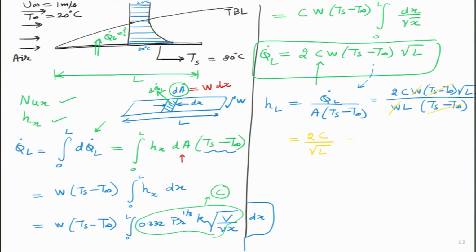And now the time has come to plug in the value of C. So I can plug in this value of C from over here. C is simply 0.332, which I have to make twice. So I get 0.664 times Prandtl to the power 1 by 3 times K, and in the square root I think I will get V by nu L.